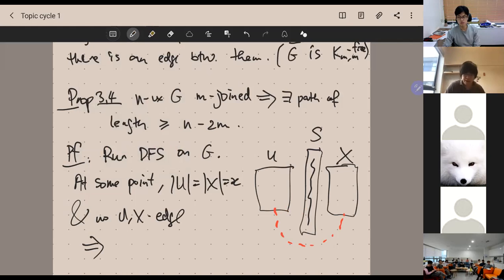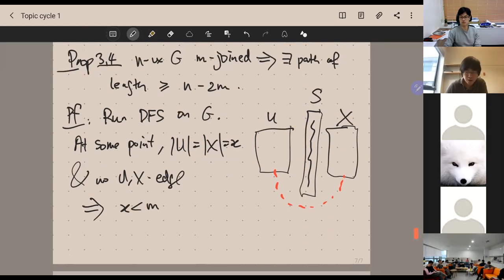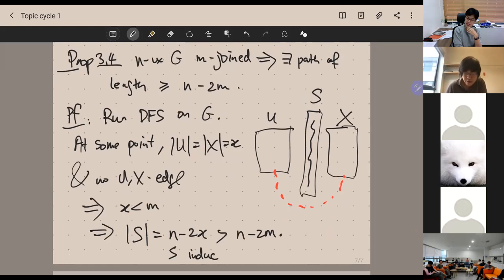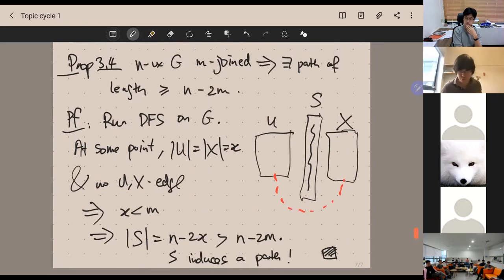This implies that X is strictly less than M, right? Because our graph is M-joined, we cannot have two disjoint sets of size M such that there's no edge between them. This is our assumption. So this implies that S, the stack size, is M minus 2X, which is bigger than M minus 2M. But then we are done because S induces a path, the other observation. This is the whole proof. Okay, very short, but very, very pretty proof.